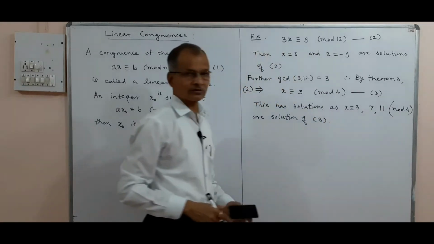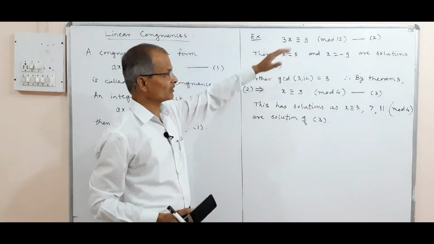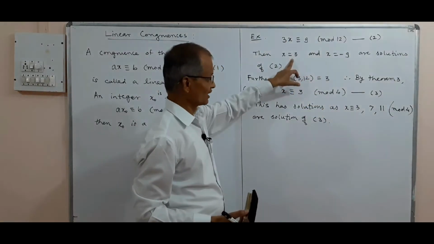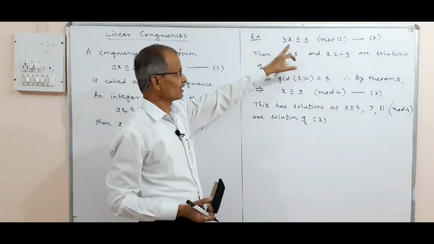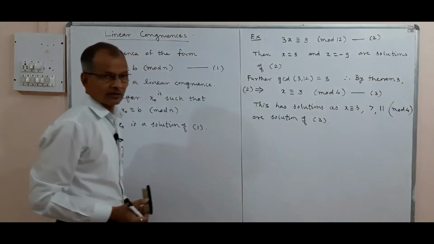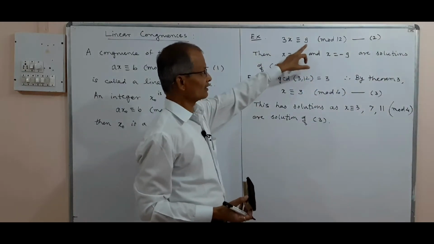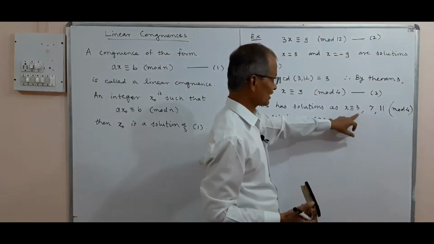And these are also solutions of the second congruence, because the third is obtained from the second. Now you may check: 3 is a solution that we have seen here. 7 is also a solution. 3 into 7 is 21, minus 9, and 12 divides 12. Therefore, it is a solution. 11 is also a solution: 33 minus 9 is 24, and 12 divides 24. Therefore, these are the solutions.